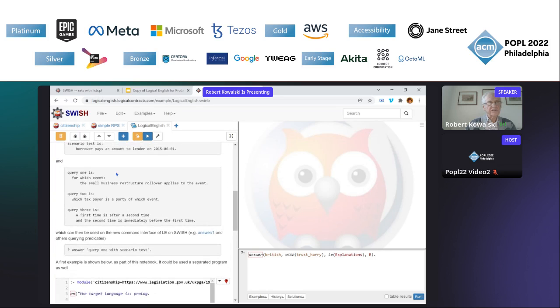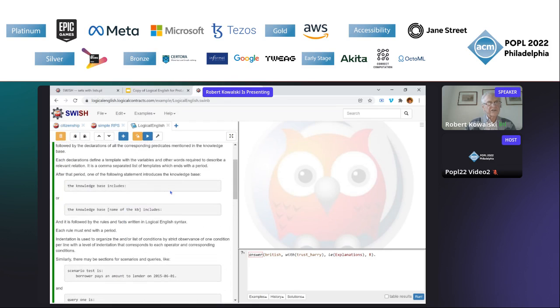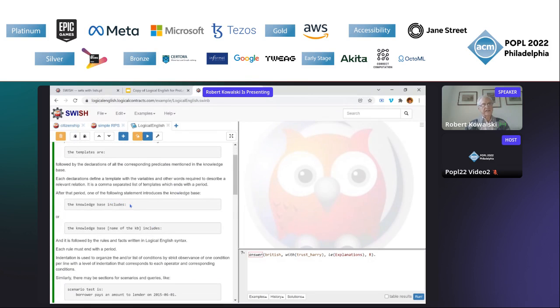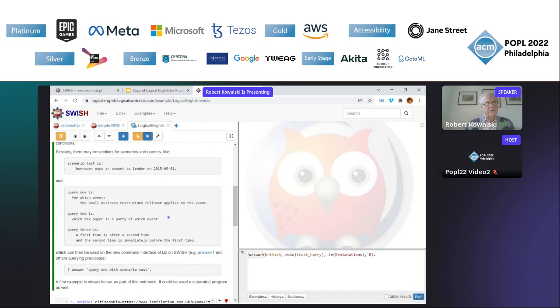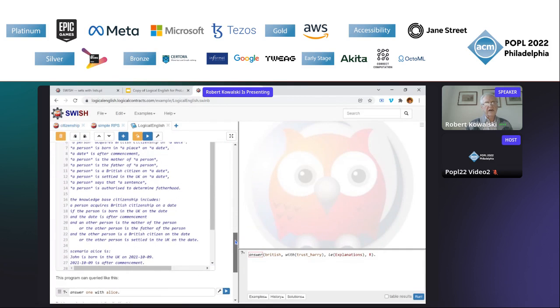You can express various scenarios. You can describe various templates. You can have rules in a knowledge base. You can, as I said, store queries. So here's an example in our little notebook here. Let's see how this works.